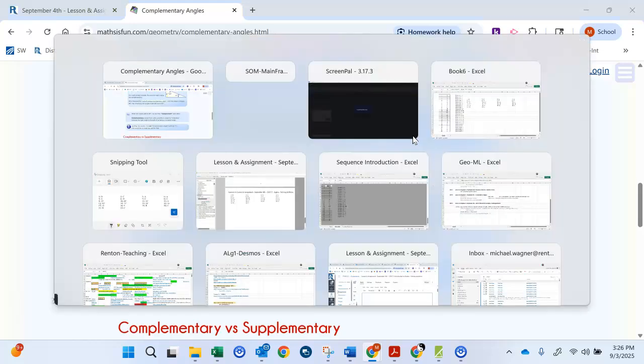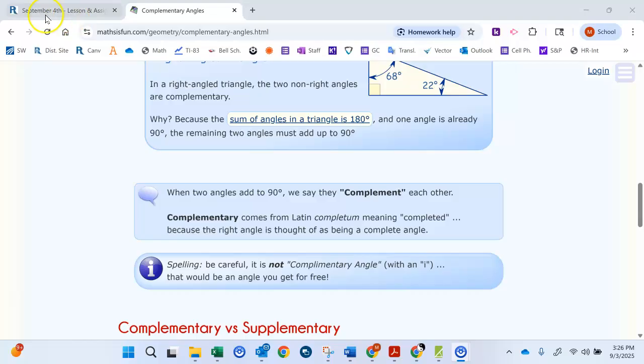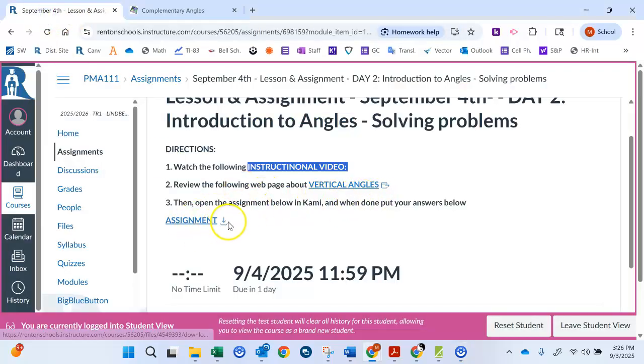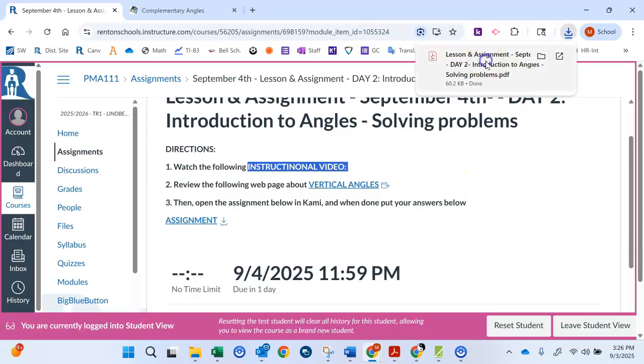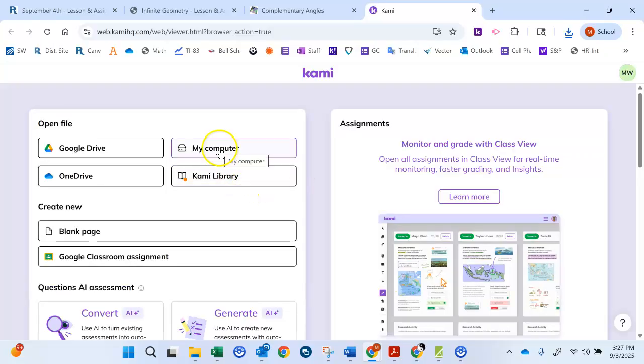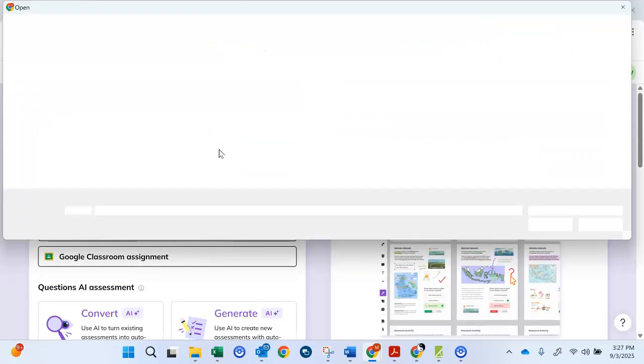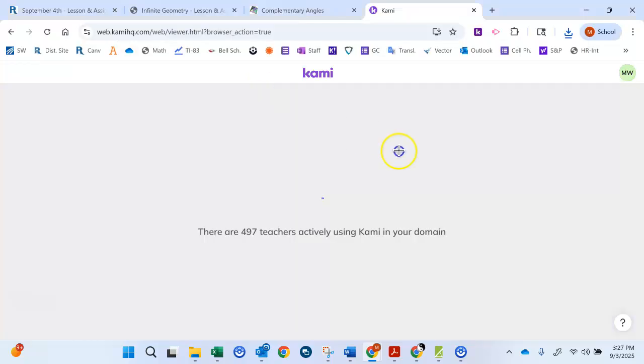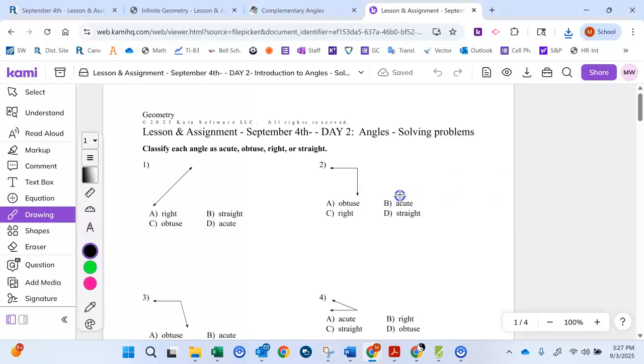So once you have done that, you come back to the assignment and you are ready for it. And remember, you can download the assignment here and open it up on Kami so that you can mark it up. I'll go ahead and open it up for you. Okay, and then you can mark it up. Classify each angle as acute, or whatever you think the answer is, you can write, okay?